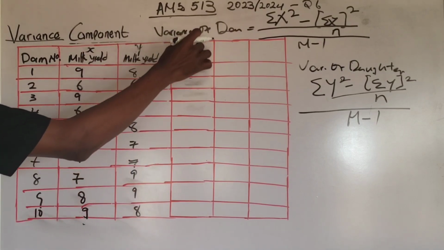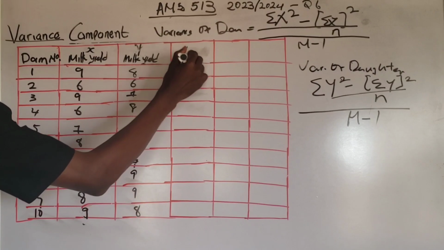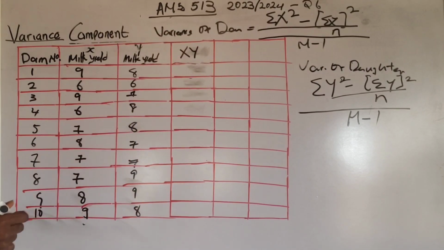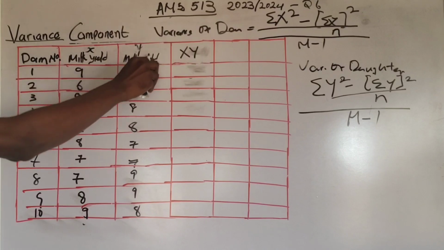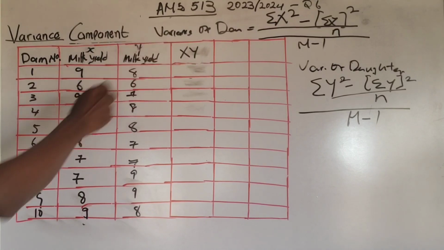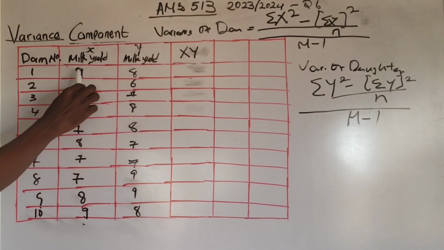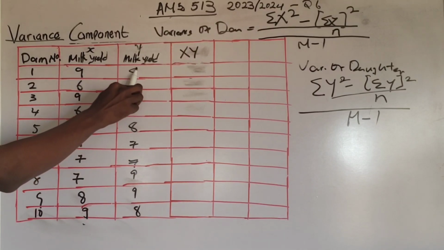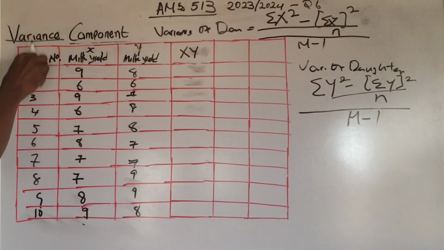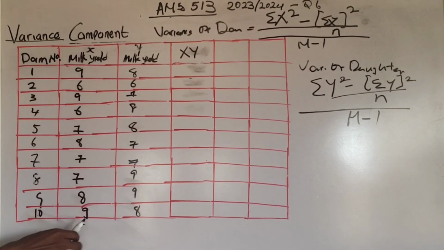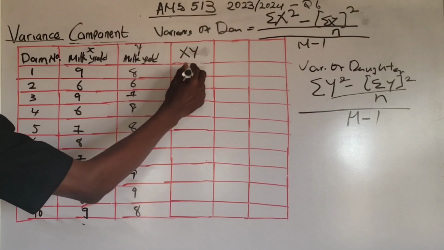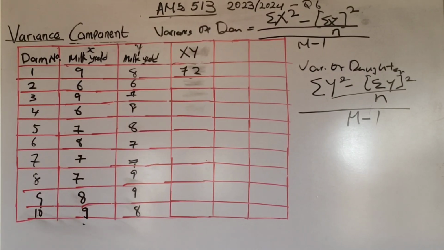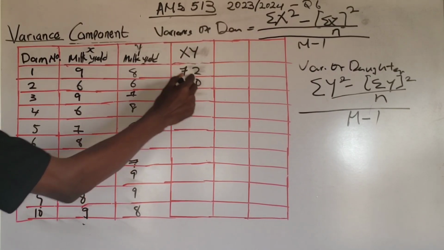So the next on the list in this table is xy. We know our x is the dam's milk yield, our y is the daughter's milk yield. So for xy, we multiply our x by the corresponding y. So 9 times 8, let us punch our calculator and get the answer, is 72. 6 times 6 is 36.